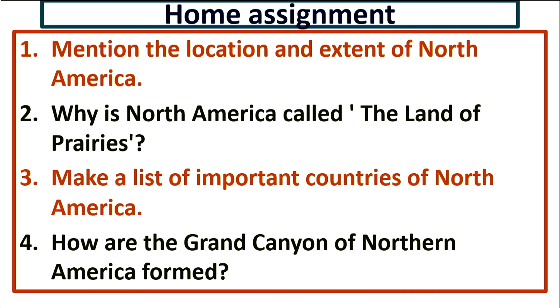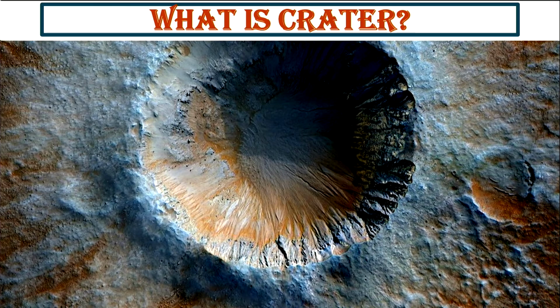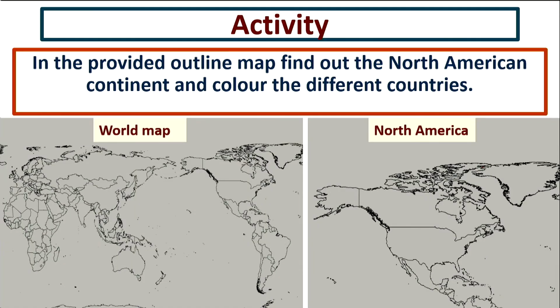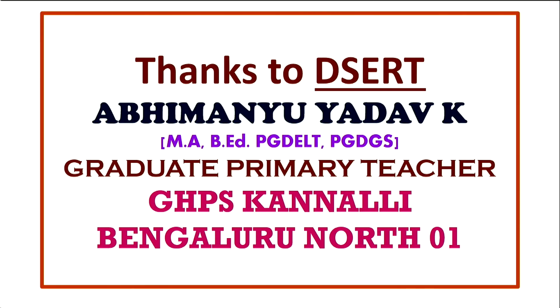This is a home assignment for you children. Please do complete it and give it to your class teacher. Finally, you have an activity. What is the meaning of crater? Ask your parents, ask your teachers and write a small note on this crater. One more activity I could give you is that here two maps have been provided. One is a world map, the other one is a North American individual map. Here you'll have to find the North American continent and you'll have to color the different countries which are present in North America. Thank you.